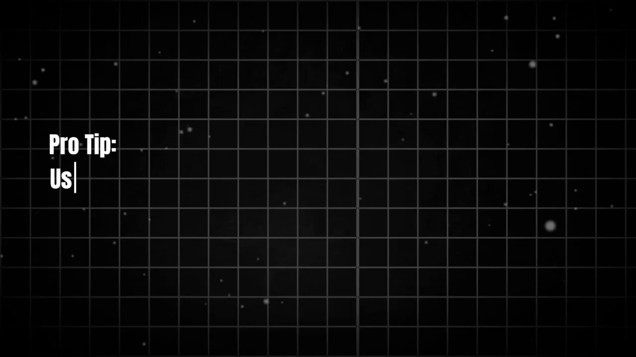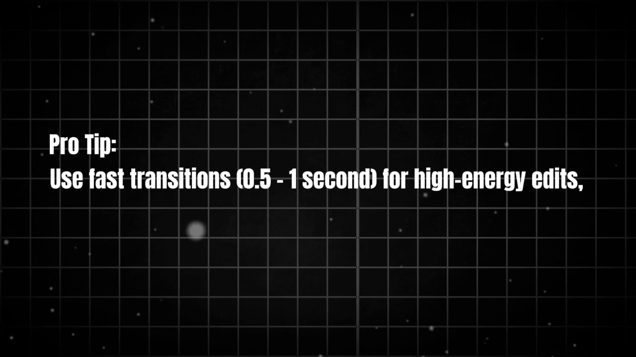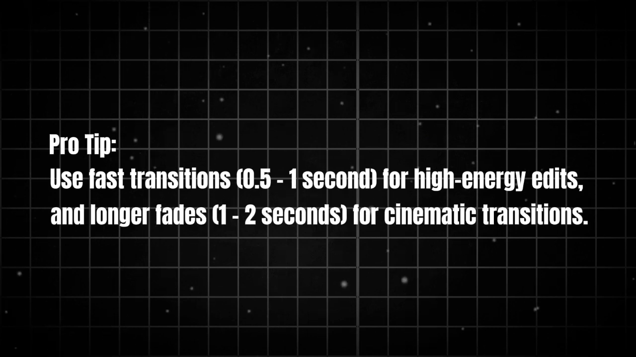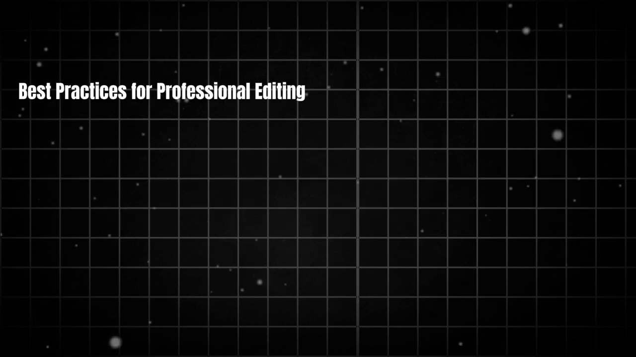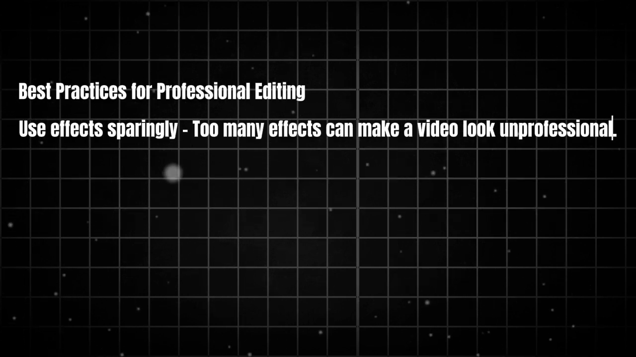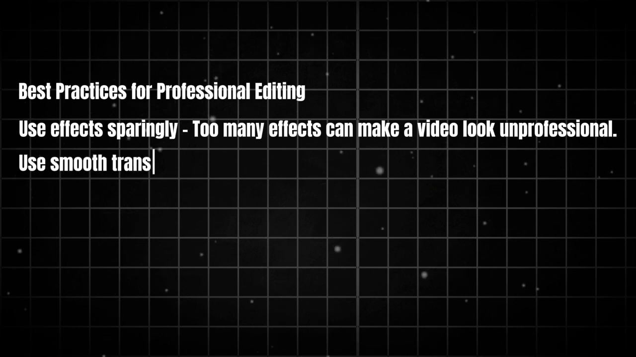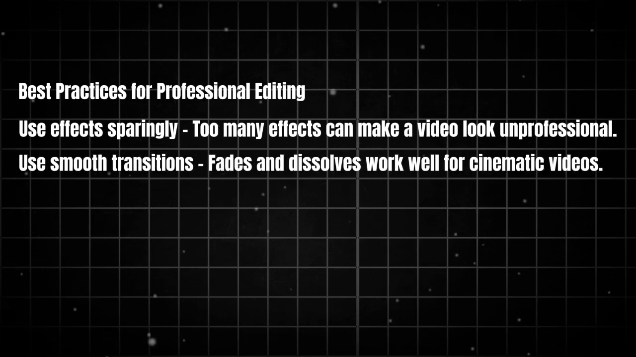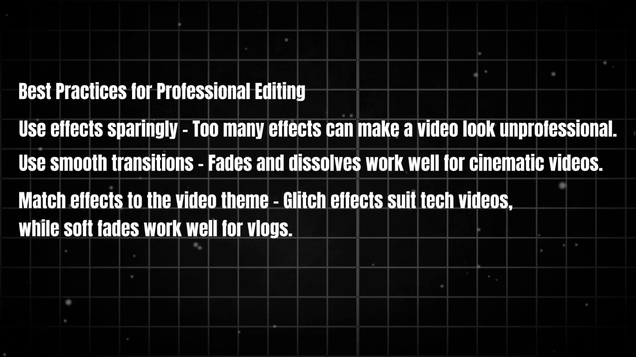Pro tip: use fast transitions, 0.5 to 1 second, for high energy edits, and longer fades, 1 to 2 seconds, for cinematic transitions. Best practices for professional editing: use effects sparingly. Too many effects can make a video look unprofessional. Use smooth transitions; fades and dissolves work well for cinematic videos. Match effects to the video theme. Glitch effects suit tech videos, while soft fades work well for vlogs.